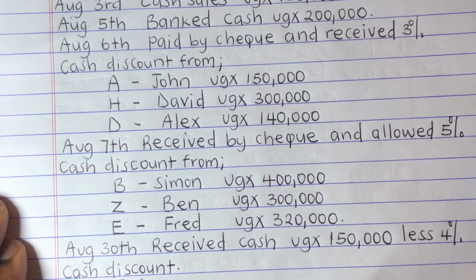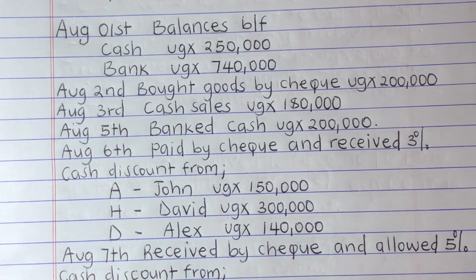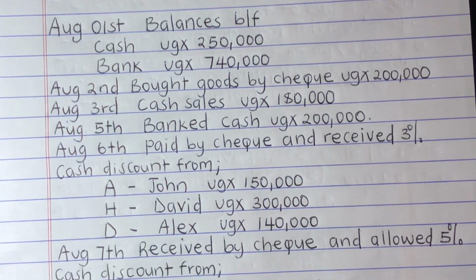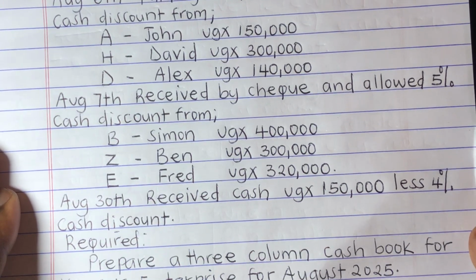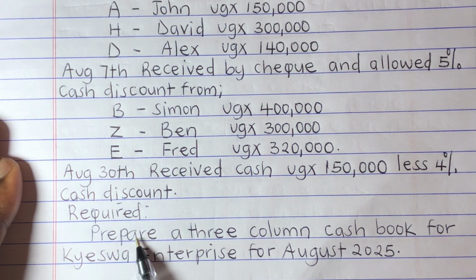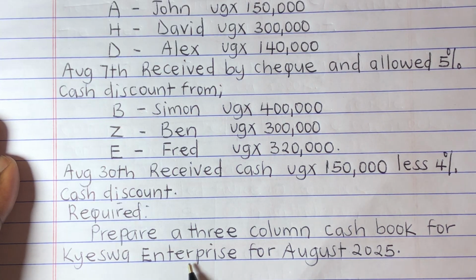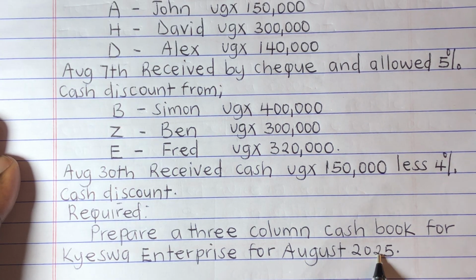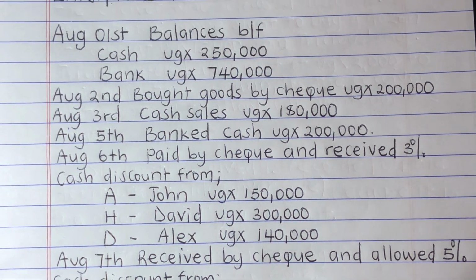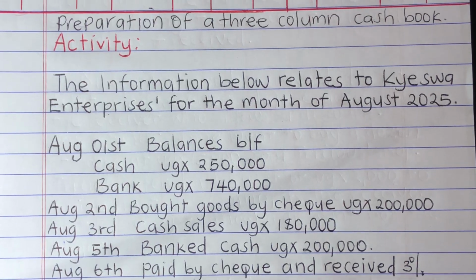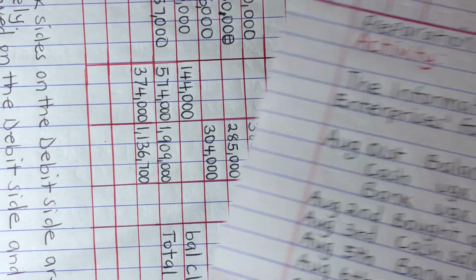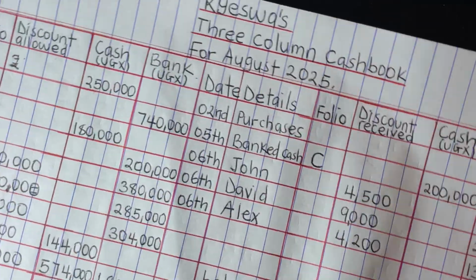That is our question. We are going to be preparing a 3-column cash book from it. So our question requires: prepare a 3-column cash book for Cheswa Enterprises for August 2025. I have a worked out example for these entries. So these are our entries. I'm going to be sharing it and discussing it.